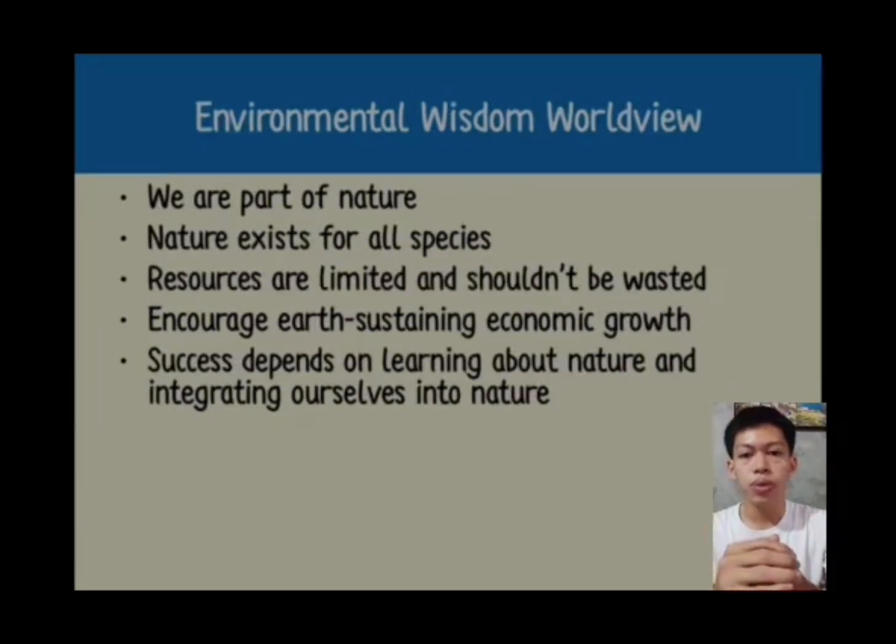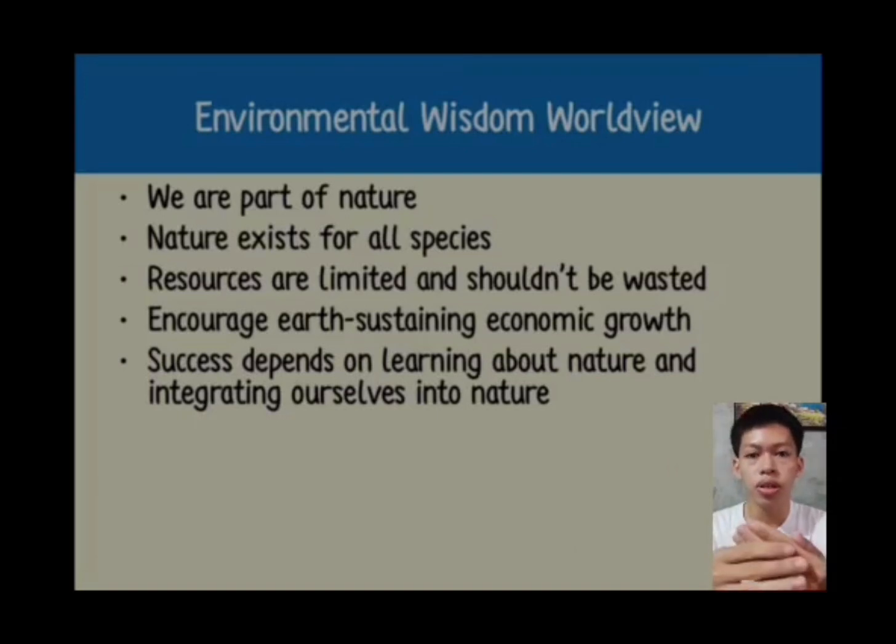Environmental wisdom worldview. So what is the environmental wisdom worldview? 1. We are part of nature. 2. Nature exists for all species. 3. Resources are limited and shouldn't be wasted. 4. Encourage Earth-sustaining economic growth. 5. Success depends on learning about nature and integrating ourselves into nature.